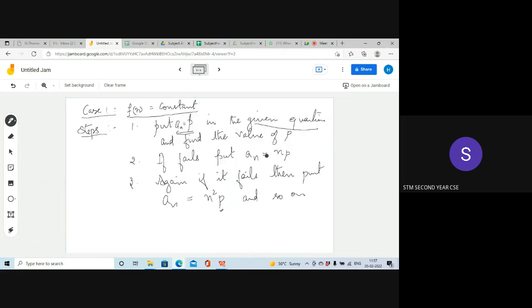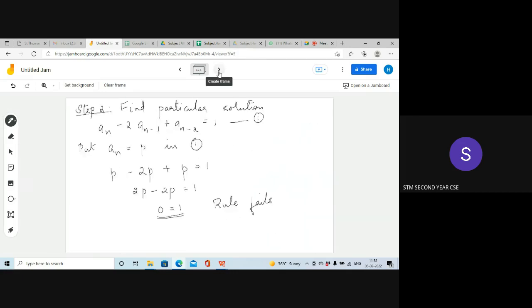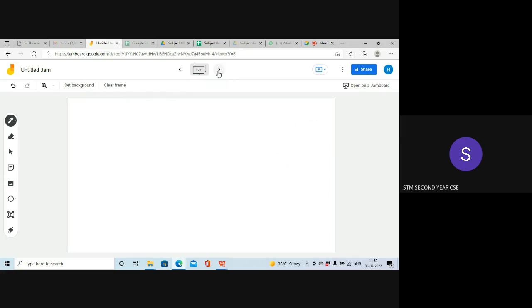That is, if it fails, then put a_n is equal to np. When we put a_n is equal to p, the rule failed. So if it fails, then put a_n is equal to np. Instead of putting p, I'm going to put np. Here I had put a_n is equal to p and the rule failed. So the next step, the method says that if it fails, then put a_n is equal to np in equation 1.